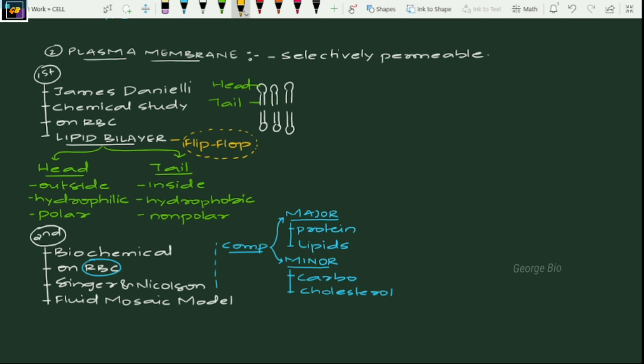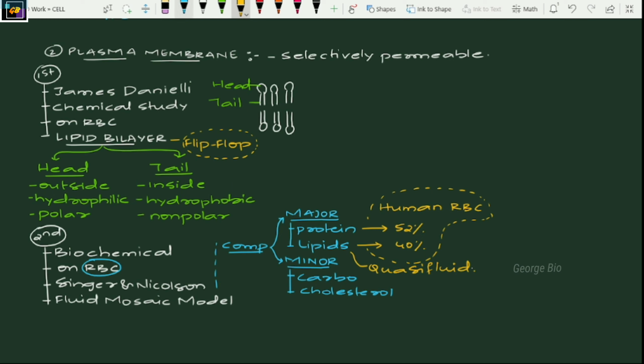So here is a question. What is the distribution of proteins and lipids in mammalian RBC cells? In the case of human RBC cells, proteins make up the major composition, about 52%, and lipids make up about 40%. The rest is the minor composition, which includes carbohydrates and cholesterol. Lipids are responsible for the semi-fluid or quasi-fluid nature of the plasma membrane. So the quasi-fluid nature of the plasma membrane is due to lipids. If a question is given on flip-flop movement or quasi-fluid, the property belongs to the lipids.